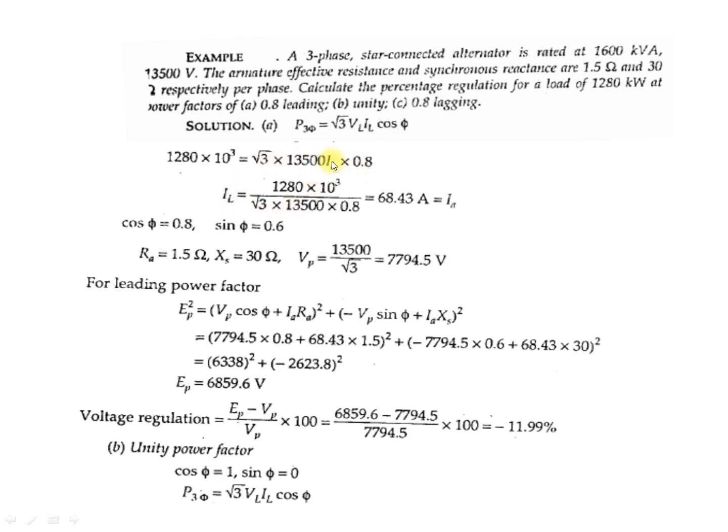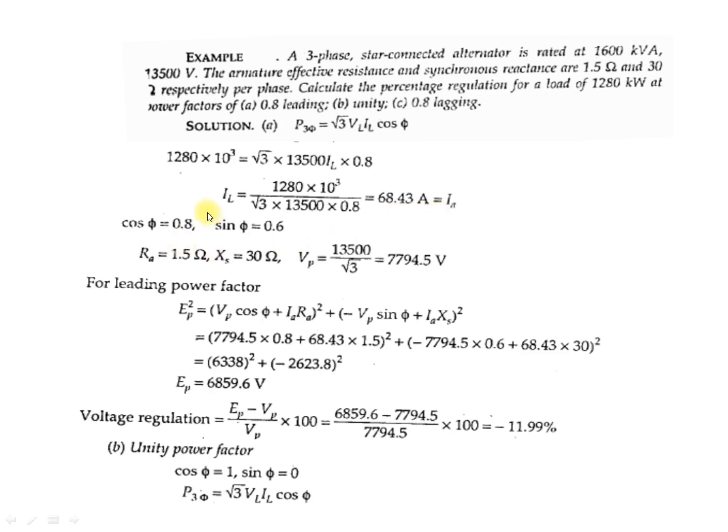So for the first value we need to find out the IL value at 0.8, and we have two cases of 0.8, one lagging and one leading. The three-phase power is going to be 1280 because the load is the output power. So 1280 into 10 power 3 is equal to root 3 into VL, because the given value is the line to line voltage, so 13500 into IL into 0.8.